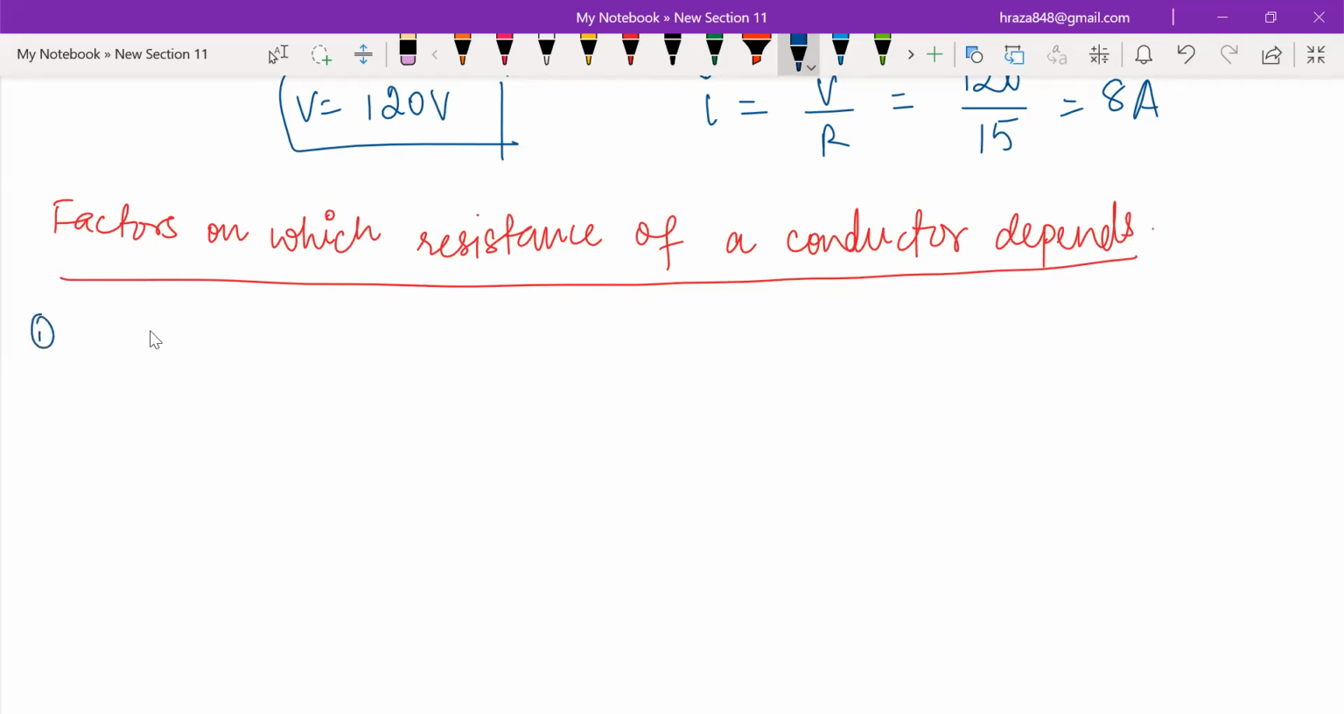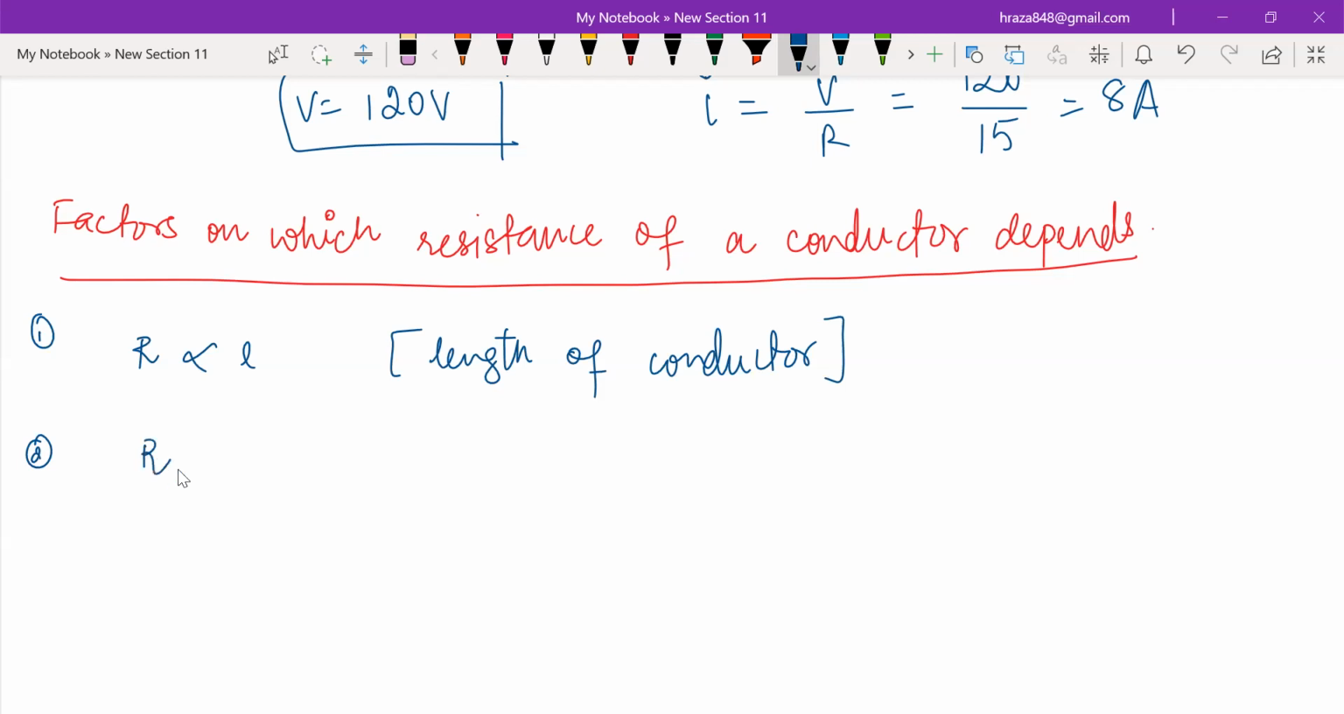The first one is resistance, which I'm going to denote by R, is directly proportional to L. L means length of the conductor. If you increase the length of the conductor, resistance also increases. A conductor means a wire. Are you getting my point? Yes, sir. And resistance is inversely proportional to area.